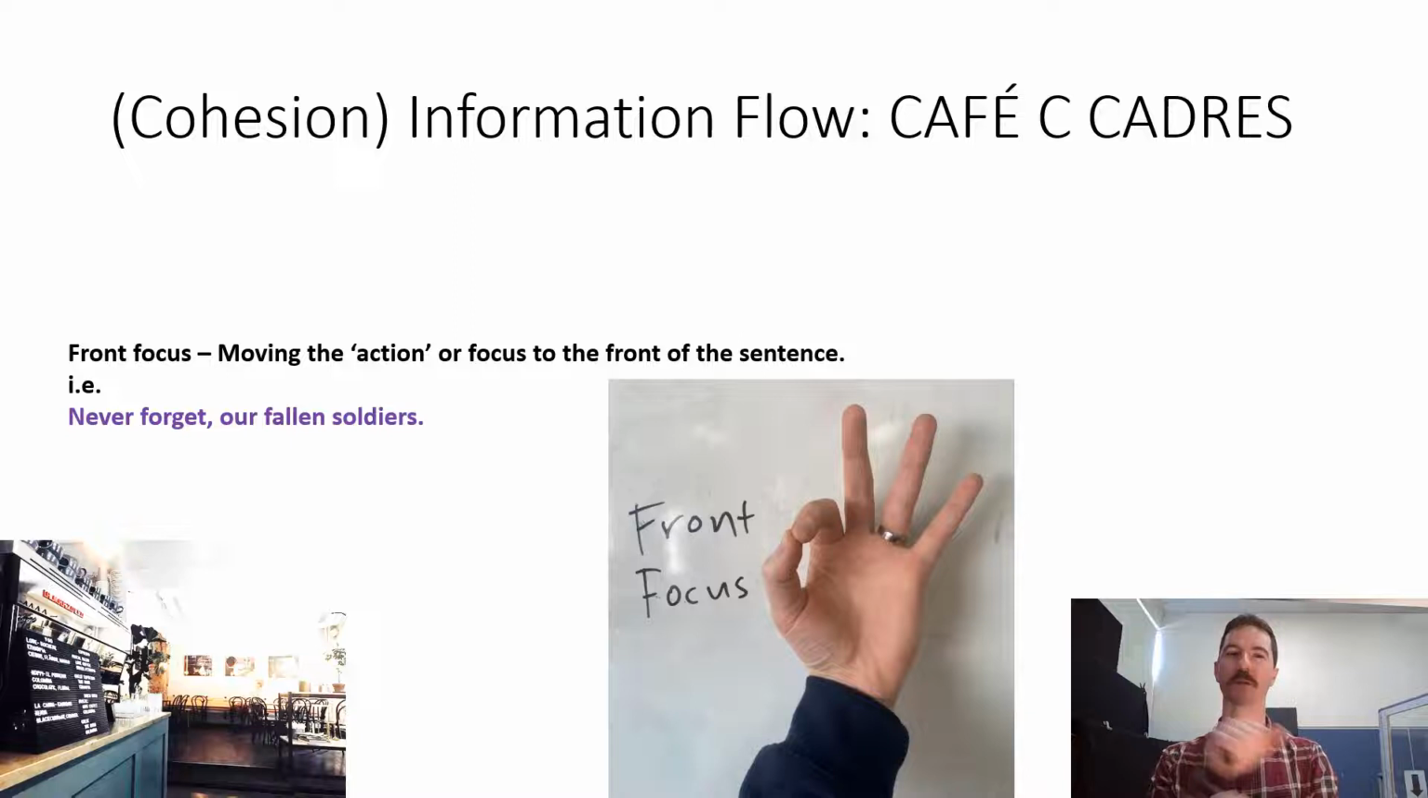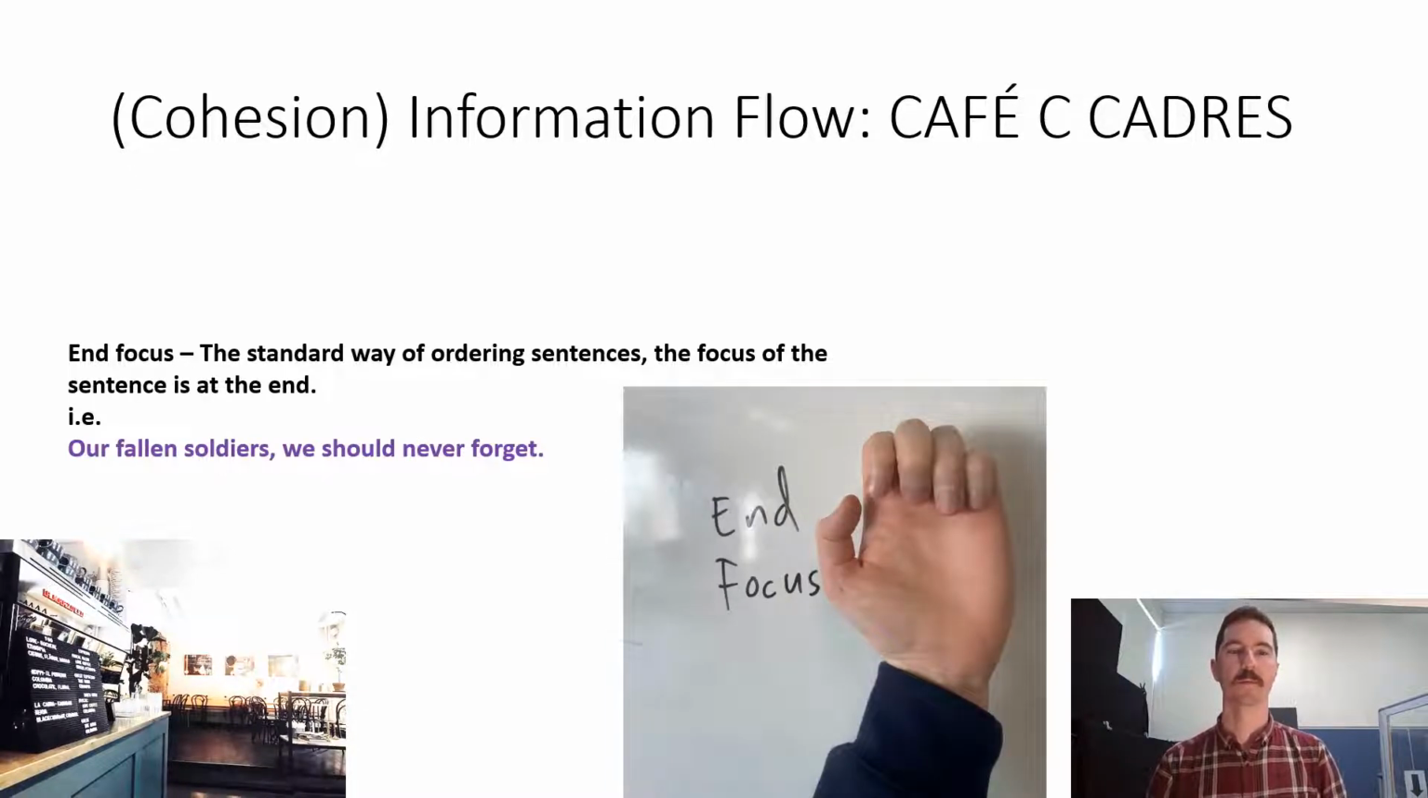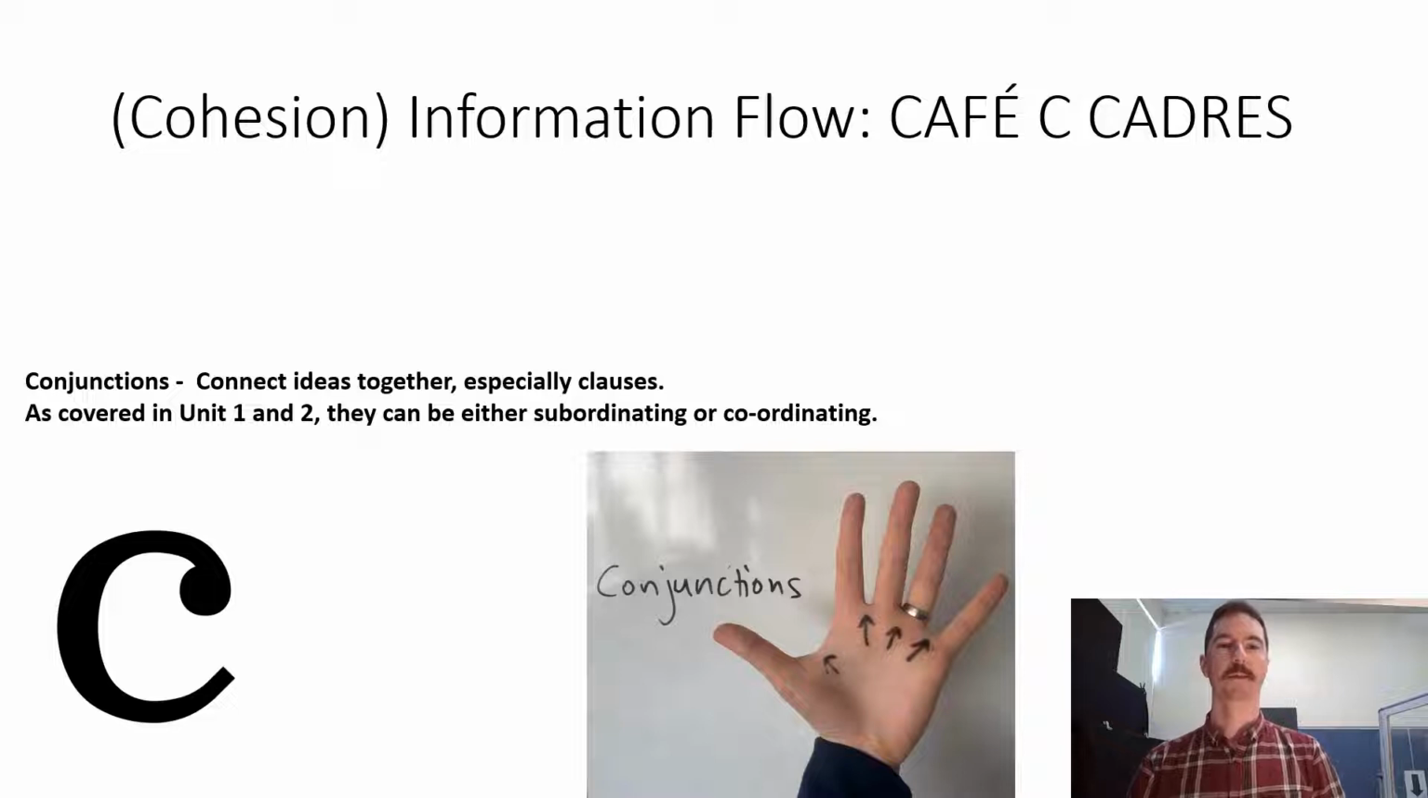You can see we've broken the rules of SVO, and so it makes it a little bit more interesting to mix up our information flow. Whereas the obvious way you would write that sentence is, our fallen soldiers we should never forget. And again, a hand sign like that is the single-handed E for Auslan, so we use that to remember end focus.